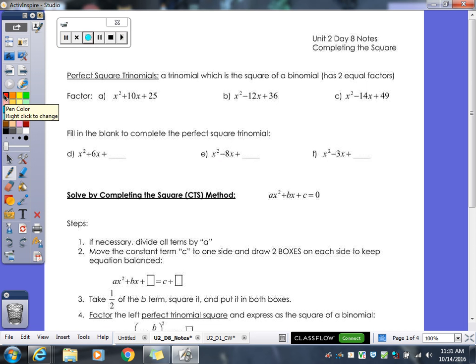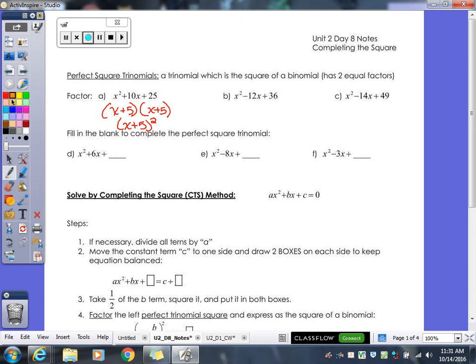So with completing the square, the very first thing that you need to remember is the fact that we need perfect square trinomials. What that means is it's the square of a binomial, meaning, for example, A here. If I were to factor out the trinomial in A, how would that factor? X plus 5 times x plus 5. So we would rewrite this as x plus 5 squared. So it's the square of a binomial. It's one thing squared. That's what makes it a perfect square trinomial, because if I were to multiply it out, I'd get back to the x squared plus 10x plus 25.